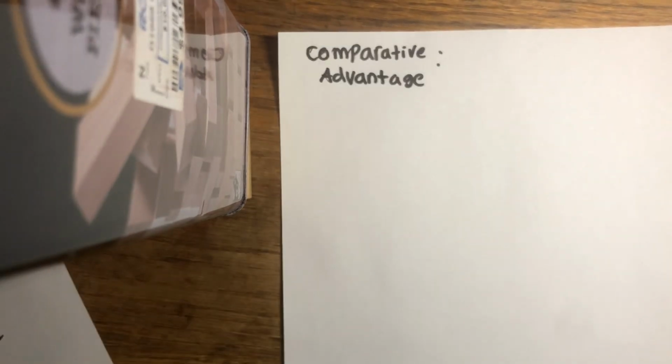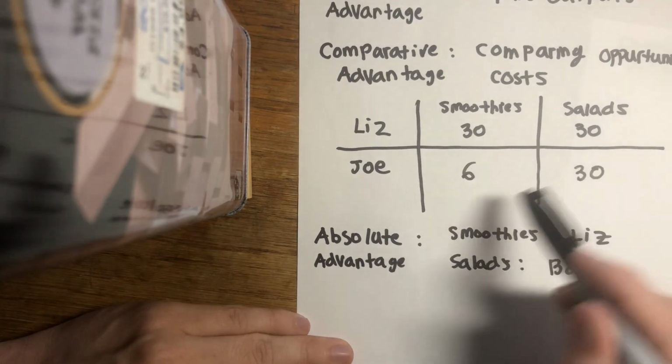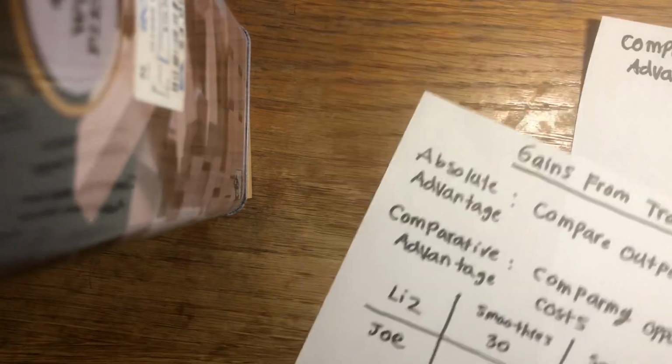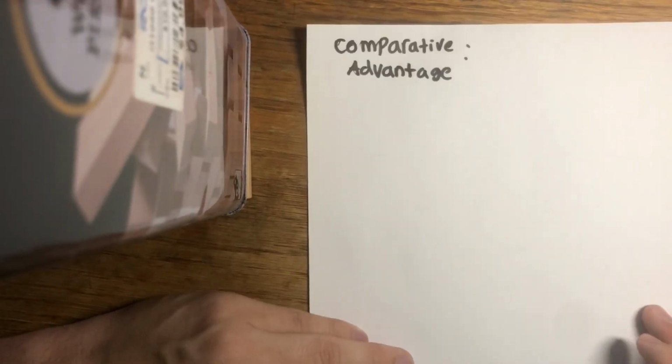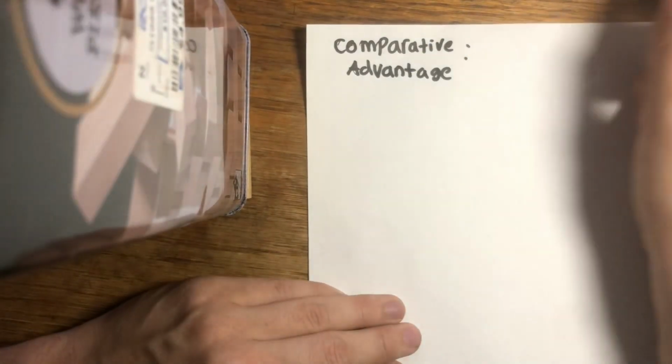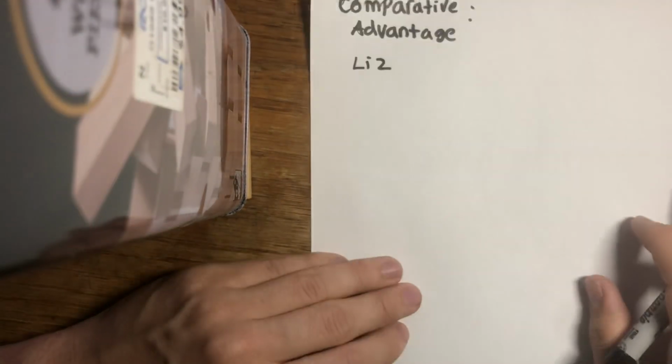Now, moving on, we have the table from the last table, which is 30, 30, 6, 30. Okay? So we're going to calculate the comparative advantage, but separately for each producer. The first producer that we're going to look at is Liz. So let's look at Liz down here.